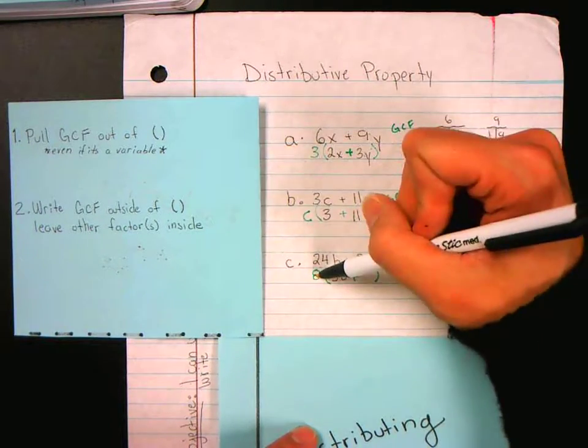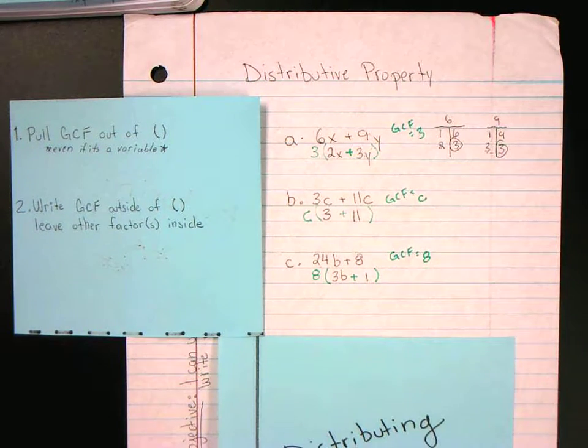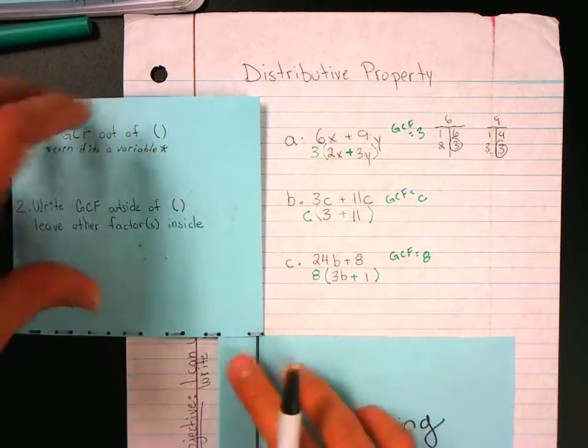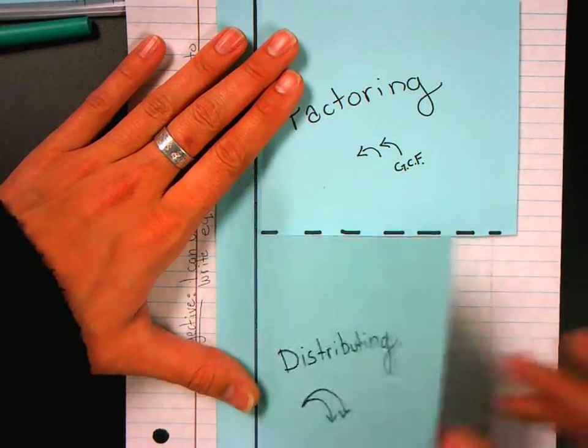And then 8 times what number is going to give me 8? That's going to be 1. Easy. Factoring's not too bad. It's that GCF I think is the hardest part on that factoring. Okay. All right. So we're going to close that flap, and we're going to scooch down to the distributing.